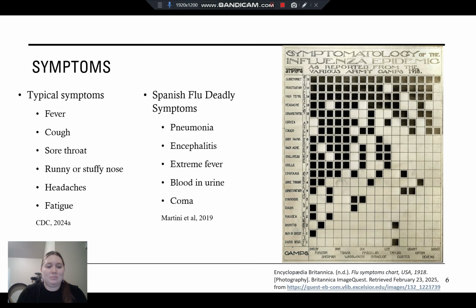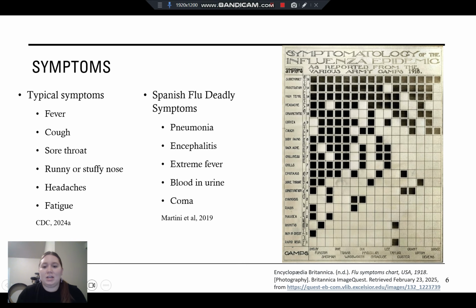Now, on to the symptoms. Like we talked about before, the Spanish flu had a lot of symptoms common to other flus, and those are going to include flus that are around today. So, typical symptoms are going to be fever, cough, sore throat, a runny or a stuffy nose, headaches, and fatigue.